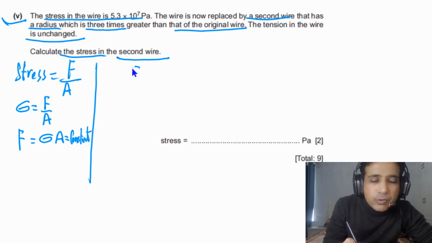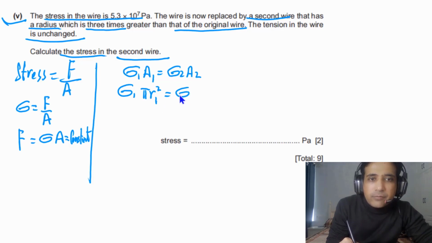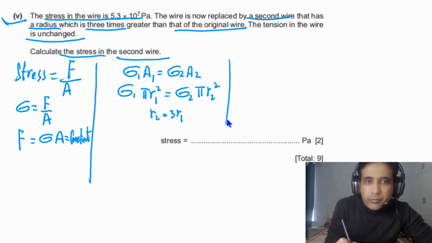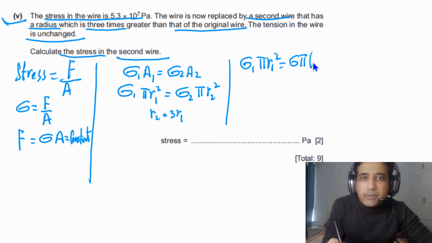So we can write sigma 1 A1 has to be equal to sigma 2 times A2. Area is pi r squared, so we have r1 squared here, and this is the value of sigma 2, and we can write pi r2 squared. But in this case, r2 is equal to 3 times r1. So we can rewrite: sigma 1 times pi r1 squared will be equal to sigma 2 times pi times (3r1) squared.